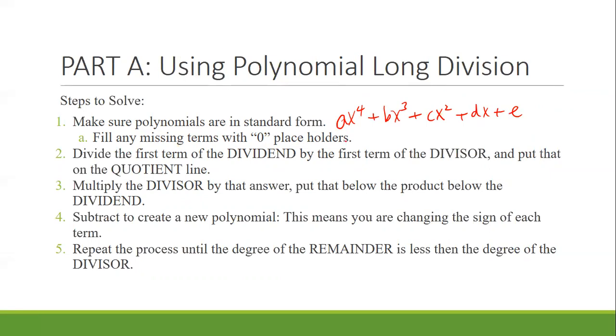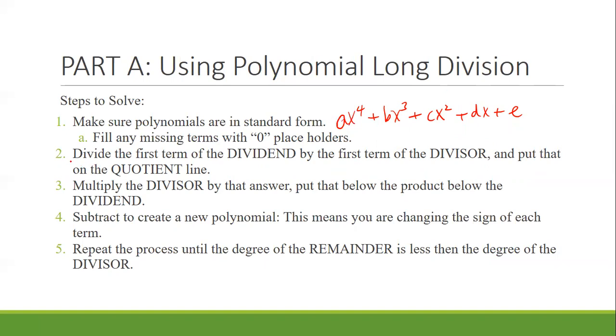And 0 placeholder means that if I'm missing one of these terms, I'm going to put a 0 of that in place. So if I was missing my cubic, where b is, I would put 0x cubed. If I was missing my quadratic, where c is, I would put 0x squared. Okay? And then we're going to go through these steps.